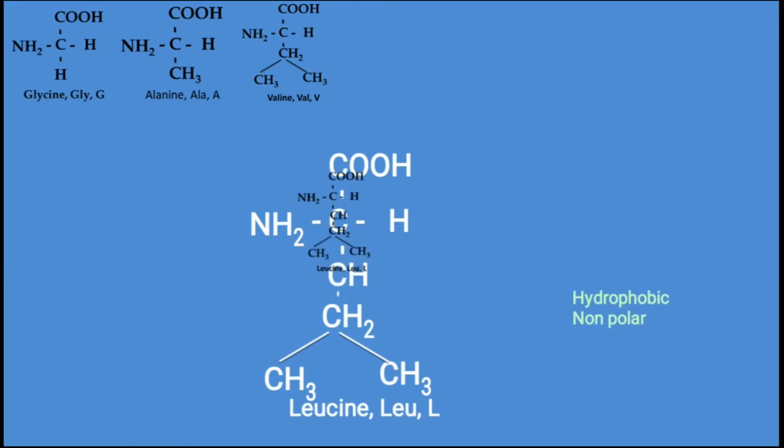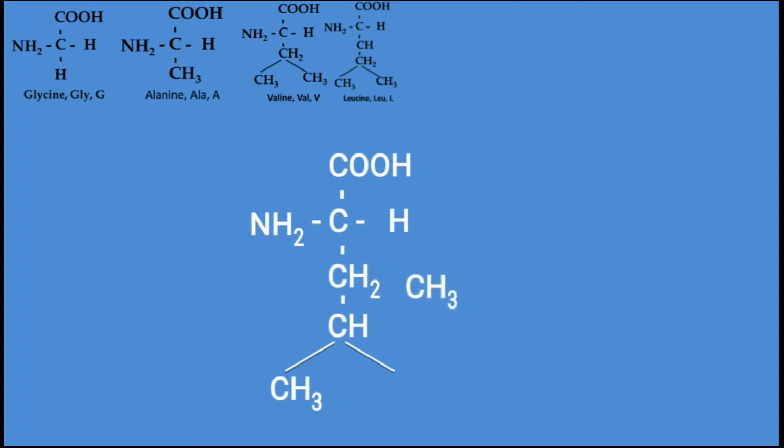The next amino acid is called leucine. In valine, just before the second methyl group, one more methyl group is added and it is called leucine. It is referred to by the 3-letter code LEU and the 1-letter code is capital L, and it is hydrophobic and non-polar in nature.